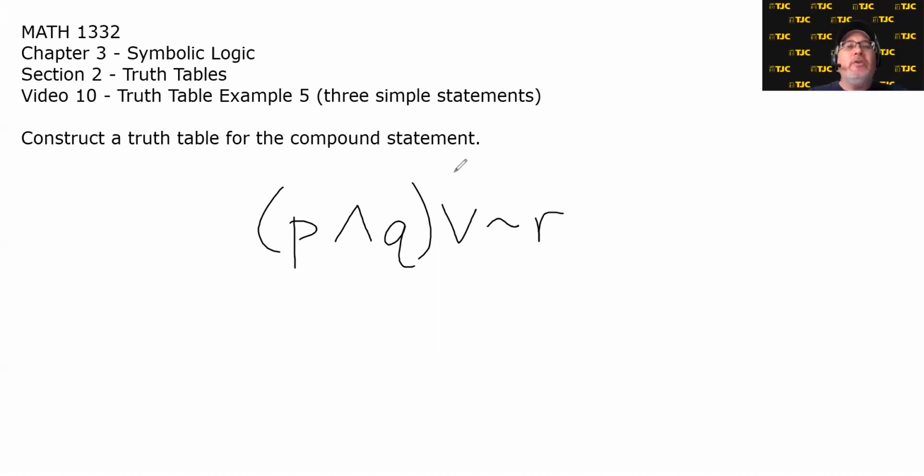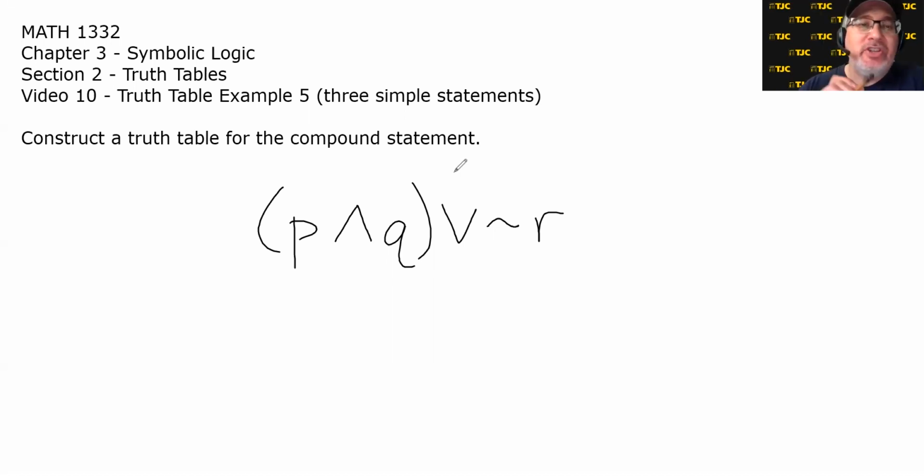Anyway, so we're going to construct a truth table for the compound statement P and Q, or negation R. And we're going to do it the same way we do all of them. First, we're going to determine the correct order based on the hierarchy. According to the hierarchy, where do we go first?